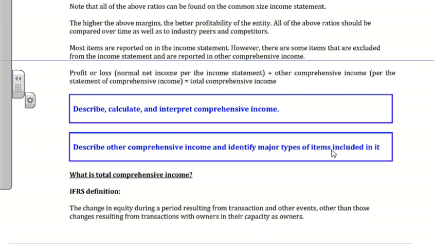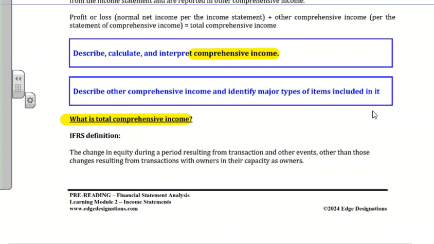But remember a key component of the income statement was called other comprehensive income. What is this thing called other comprehensive income? We have a definition over here per IFRS. IFRS says it's the change in equity during a period resulting from transactions and other events other than those changes resulting from changes in owner's equity. So my equity's changed, the amount of equity I got in the company, but that didn't come as a result of any kind of issuing of equity or sales of equity.